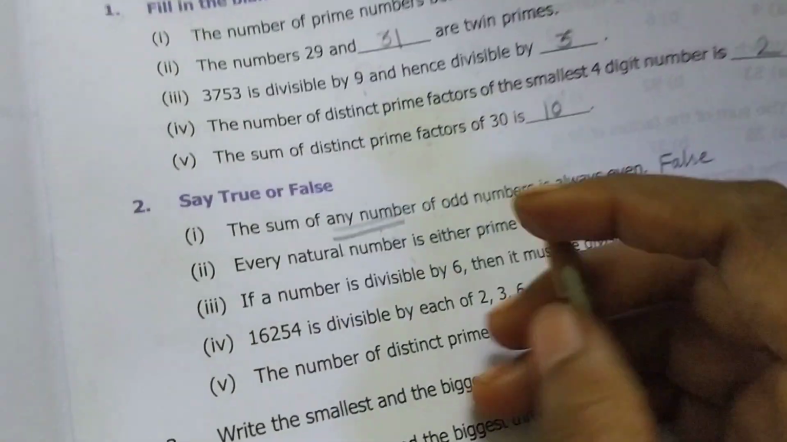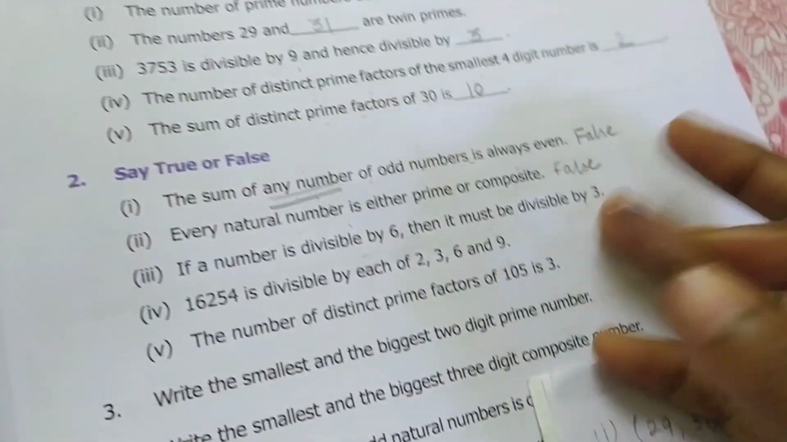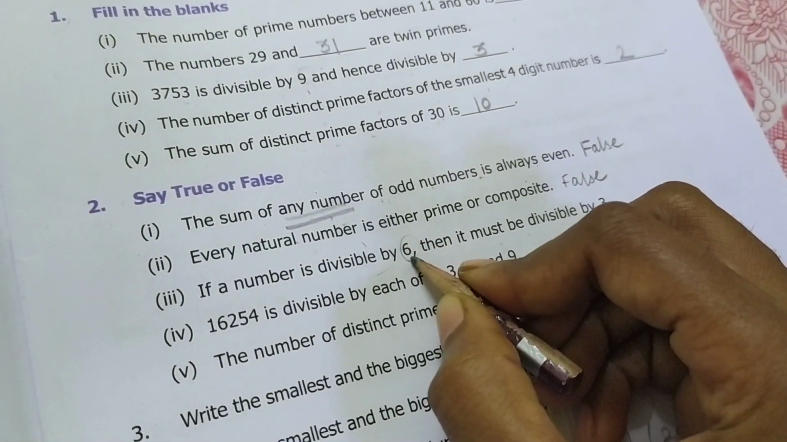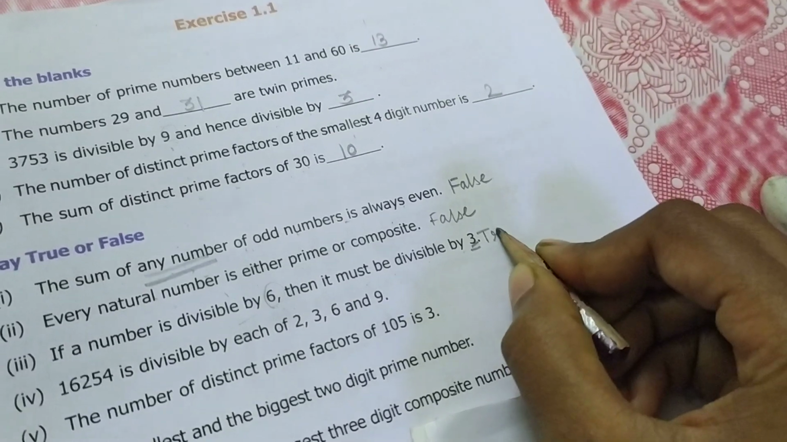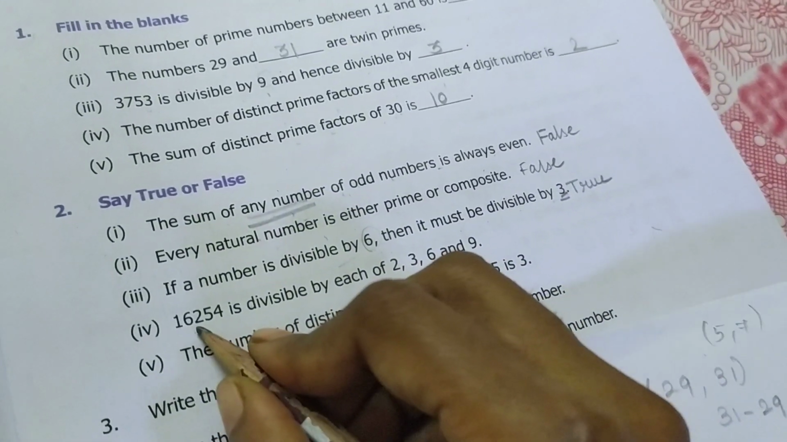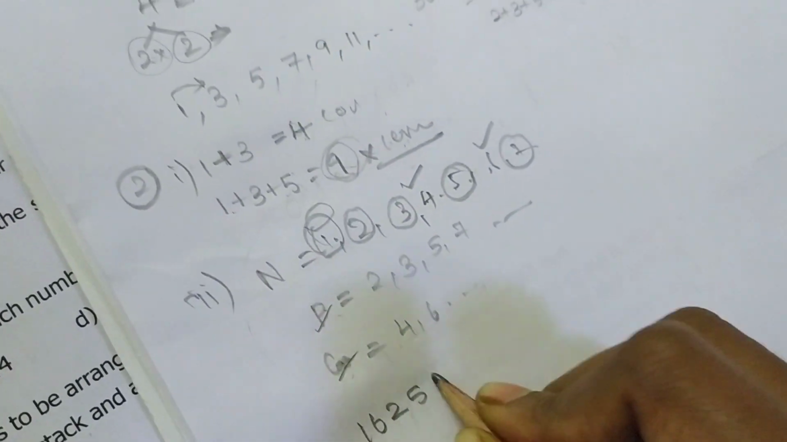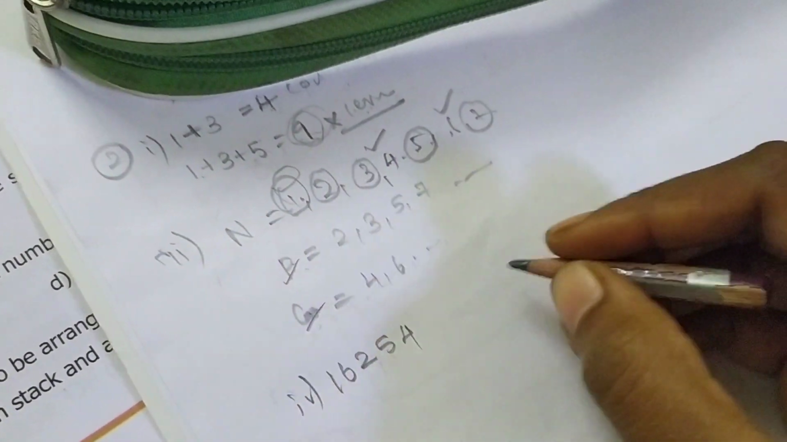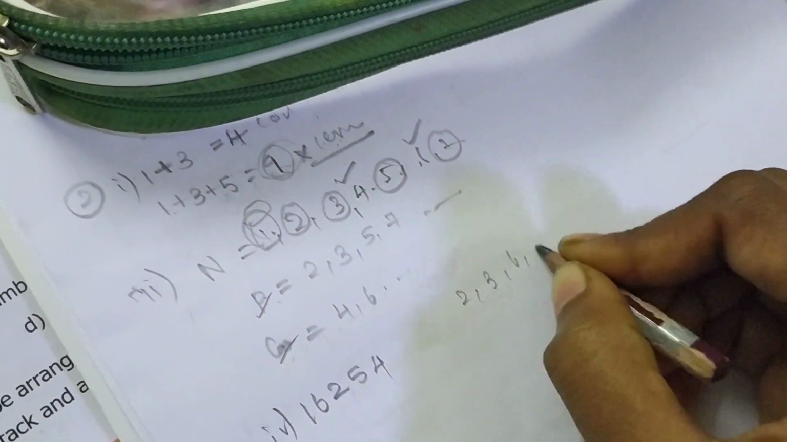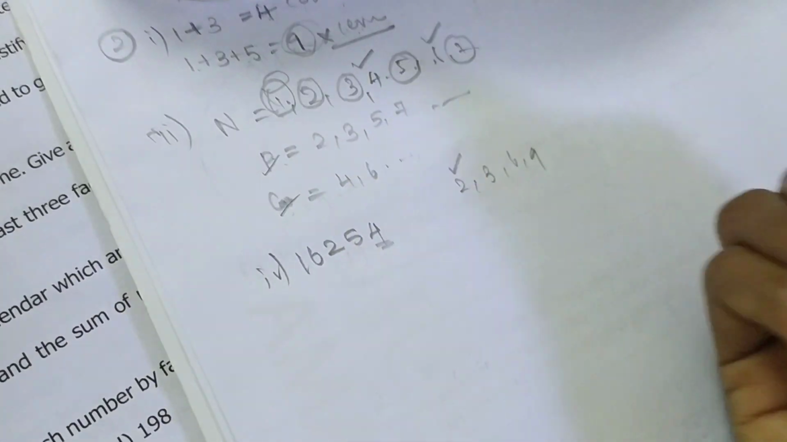Next, if a number is divisible by 6, then it must be divisible by 3. Yes, we already know, right? If it is divisible by 6, obviously it should be divisible by 2 and 3. So this is true. Next, 16254 is divisible by what they mentioned: 2, 3, 6, 9. For 2, it ends in 4, so 2 is divisible.